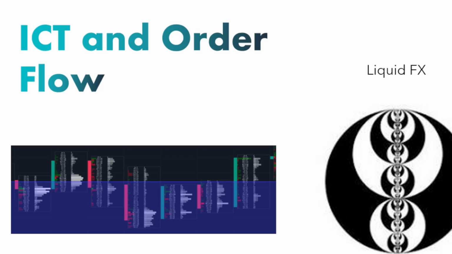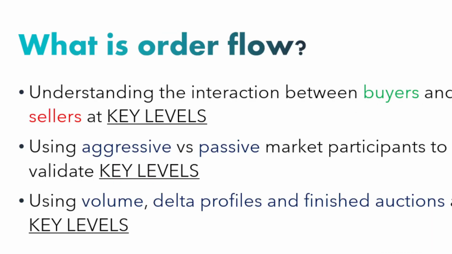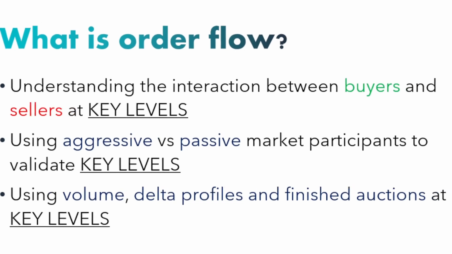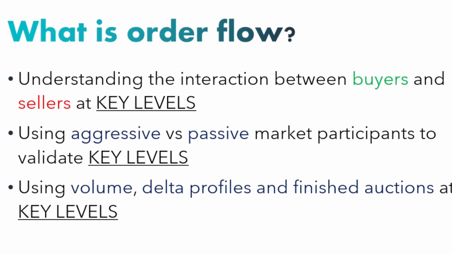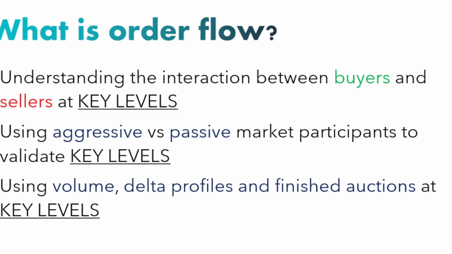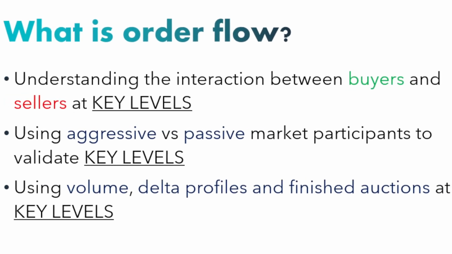And what do I mean by order flow? So what is order flow? Order flow itself is understanding the interaction between buyers and sellers at key levels. We're going to be understanding what we mean by an aggressive participant versus a passive participant at key levels, and we're going to be using things like volume, delta, and finished versus unfinished auctions at key levels.